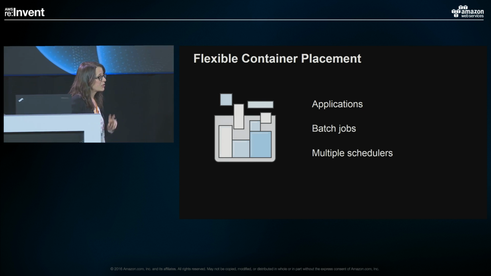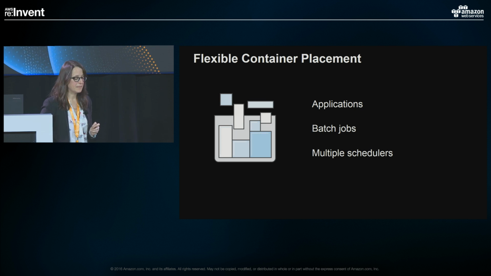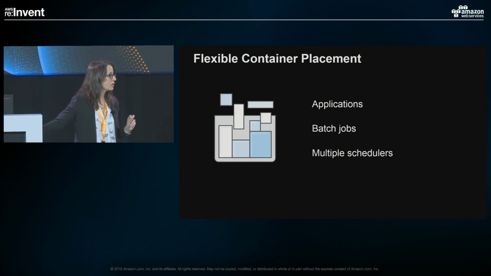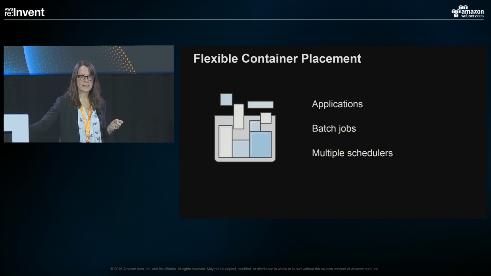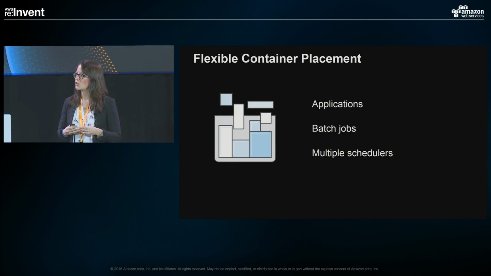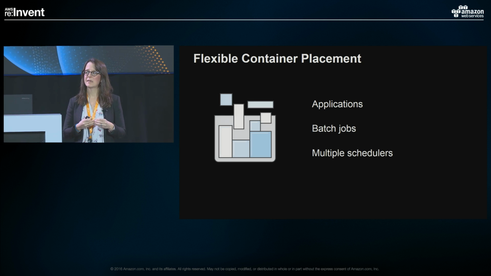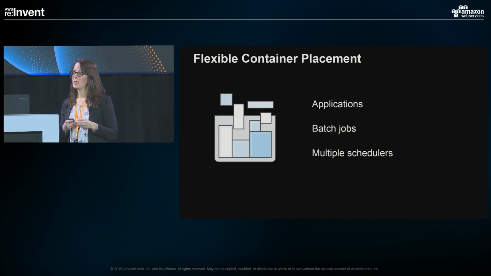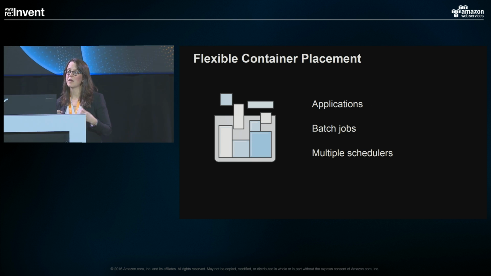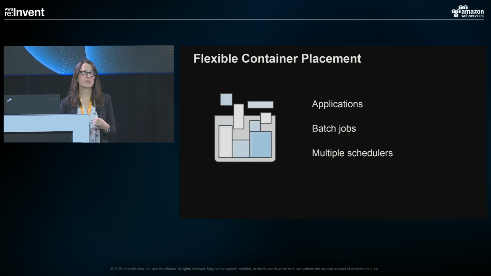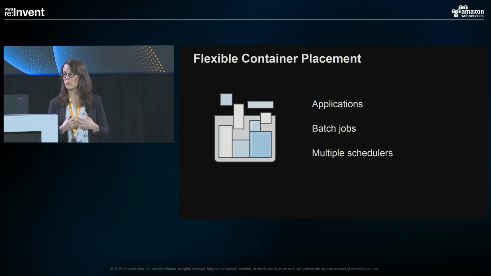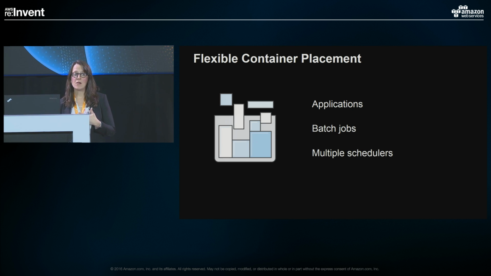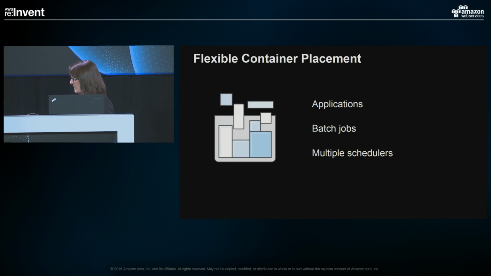So ECS actually has 2 schedulers that are built in. One is a scheduler for long-running applications and services, and then the other is a scheduler for batch jobs, so shorter-lived processes. And because ECS provides you with the power of APIs, it really allows you to integrate other custom schedulers as well as open source schedulers as you may choose. And all of these really allow you to have very flexible methods to do scheduling on ECS.